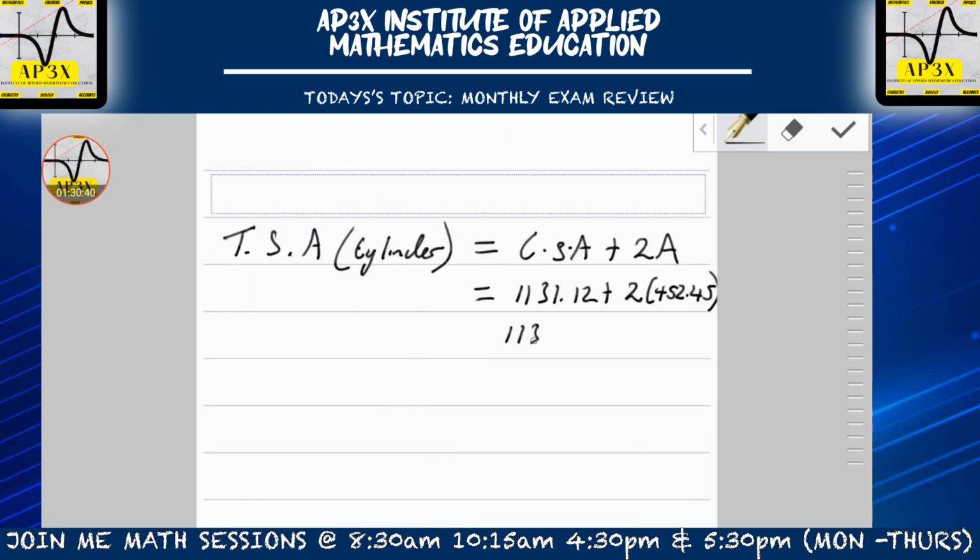So this is 1131.12 plus, take our time, 2 multiplied by 452.45, which is 904.9. So that's equal to 1131.12 plus 904.9, which is 2036.02. Now I would have seen where some of these numbers look a little familiar when I was marking some of my students' papers. So if you guys are watching this video and you have these results and I marked it incorrectly, I'll be more than happy to award you the marks.